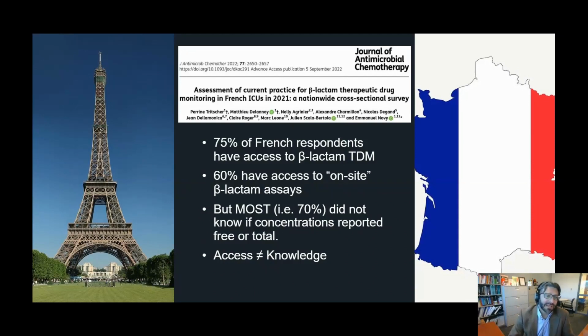If you have to send your assays out to another site, it takes 4 or 5 days, and you're talking about a patient that was critically ill. Oftentimes, the horse is already out of the barn. So you needed those data many days sooner in order to make an informed decision for your patient. Now, what I found interesting from this French survey is that 70% didn't know if concentrations were reported as free or total. And that's important because it actually impacts what the actual number is. And so they have the assay, but there perhaps is a knowledge gap in some of the clinicians that have access to these assays and thinking about what they can actually do with them.